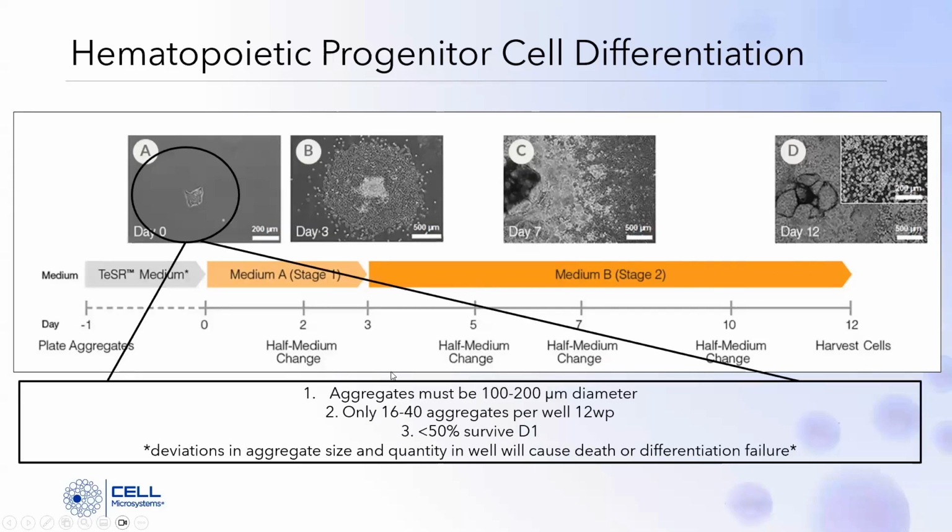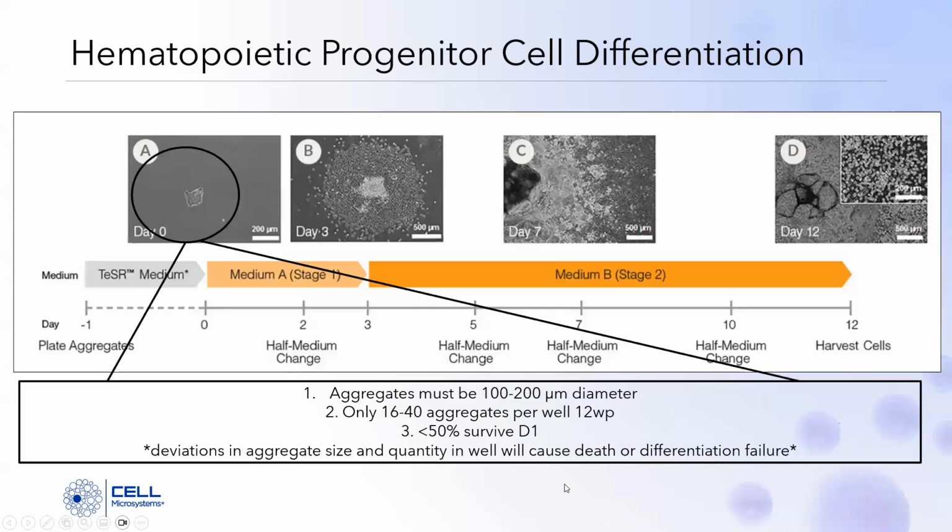Now, the problem with the workflow comes in this very first step, the aggregation stage. Like I said, the aggregates must be between 100 and 200 microns. You can only mechanically transfer between 16 and 40 aggregates per well of a 12-well plate, and less than 50% of what you transfer typically survives past the first 24 hours in culture. Unfortunately, any deviations in these conditions, namely bigger or smaller aggregates or too many aggregates per well, typically result in the ultimate failure of this differentiation process.